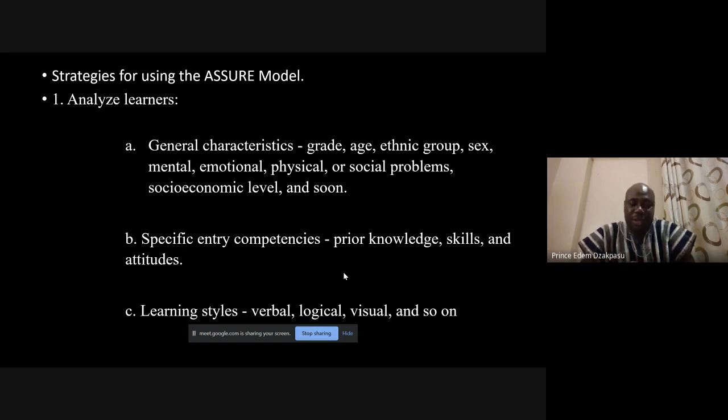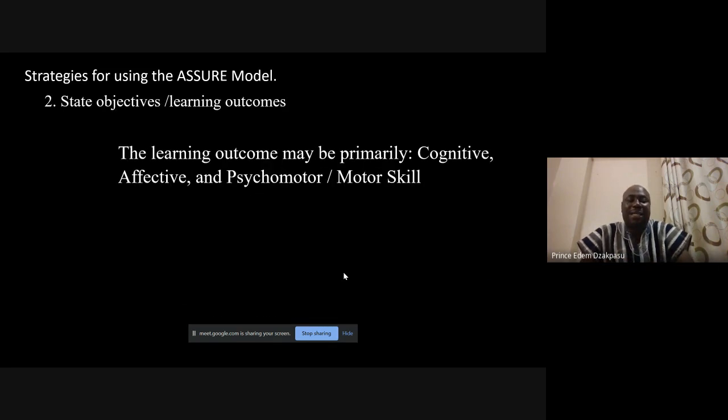You may also want to think about the learning styles, whether it's verbal, logical, or visual, and so on, the various learning styles of your learners. When you're doing this and taking care of them, what you are doing is to prepare yourself to have adequate information about your learners. And so you would have done a proper analyzing of your learners.